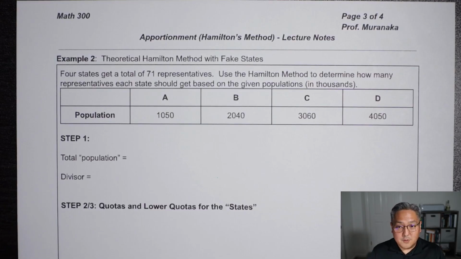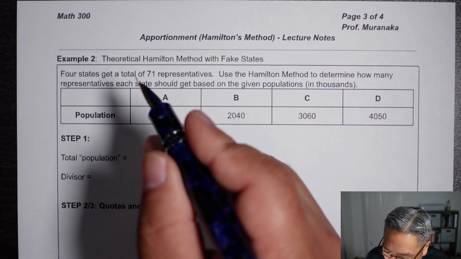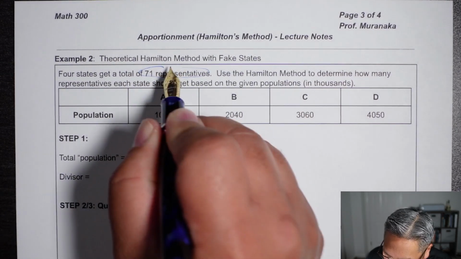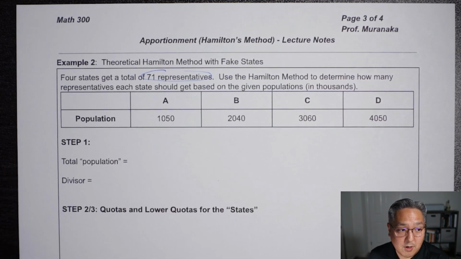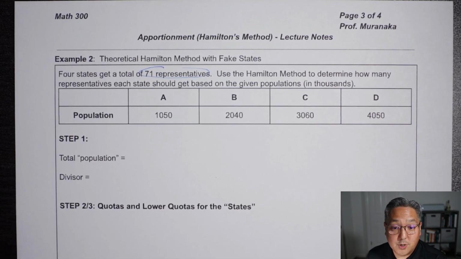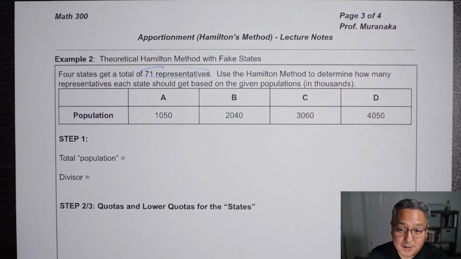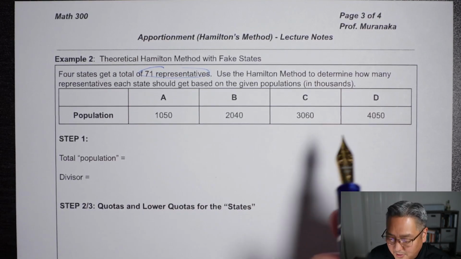In this first example, we're looking at a theoretical Hamilton method example with some fake states, states A, B, C, and D, and their populations are here. And we're going to pretend like there are 71 representatives. So we have our total number of representatives given to us, and we have the state populations handed to us as well. So our process is, first we're going to find our divisor, which we need our total population. So we're going to add up our populations.